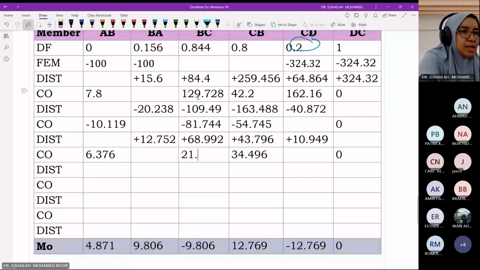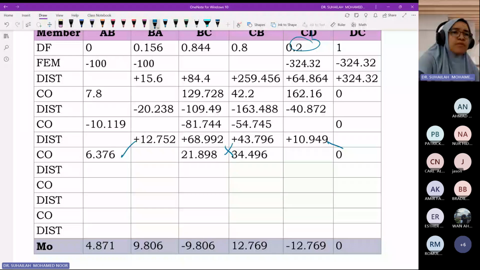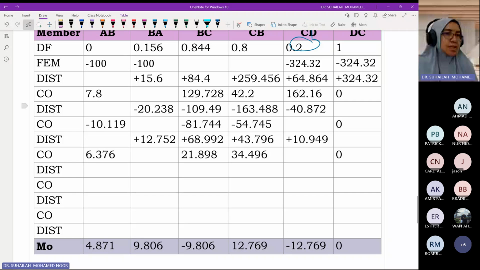Check again. So this one, this one, this one. If you just do the boundary like I did, my handwriting is clearer when we cross the boundary. Okay, this 21 is positive, the answer is negative. Same for the 34, positive. For joint C, 34 is positive, so this one is also negative. Okay, 21.898 times 0.156 is 3.416.